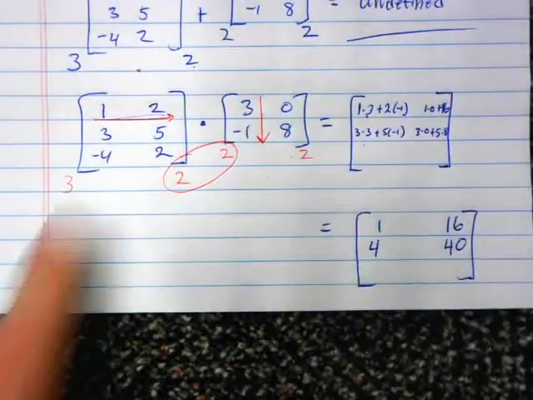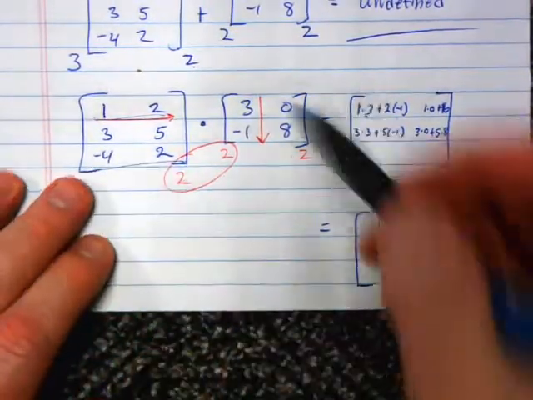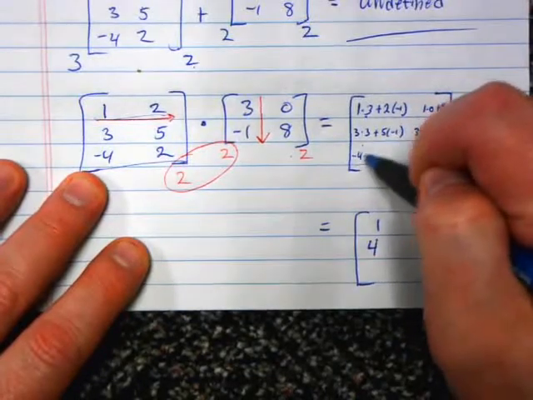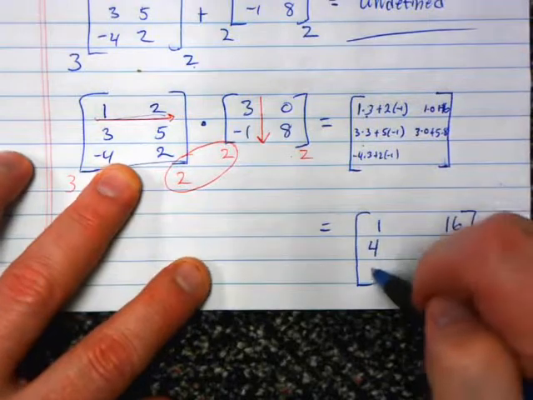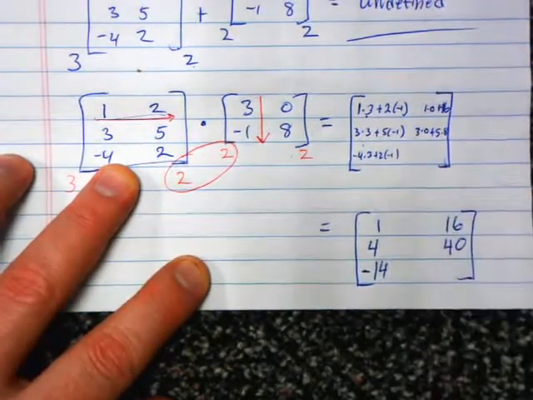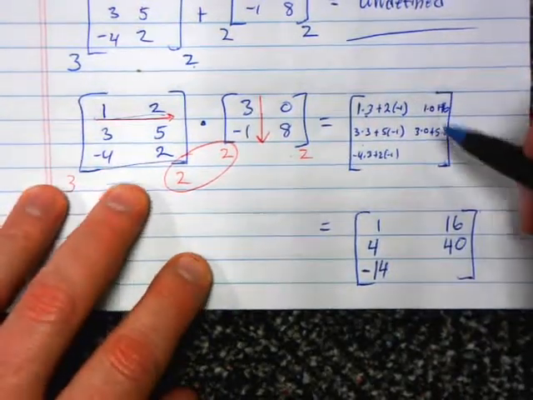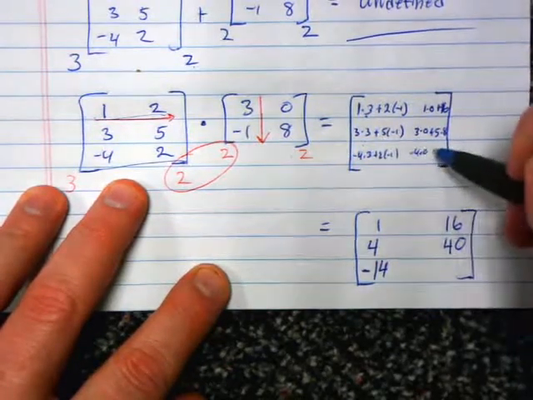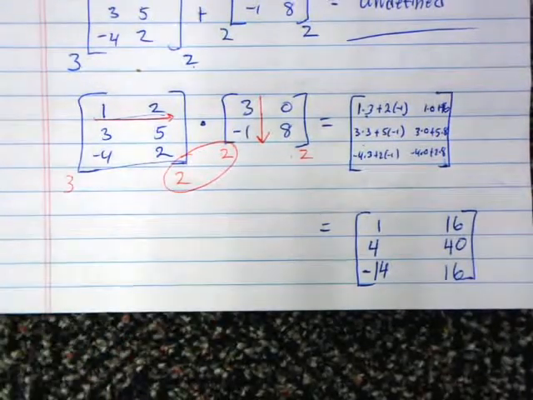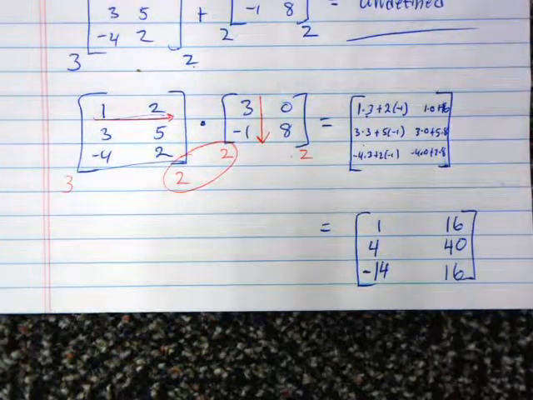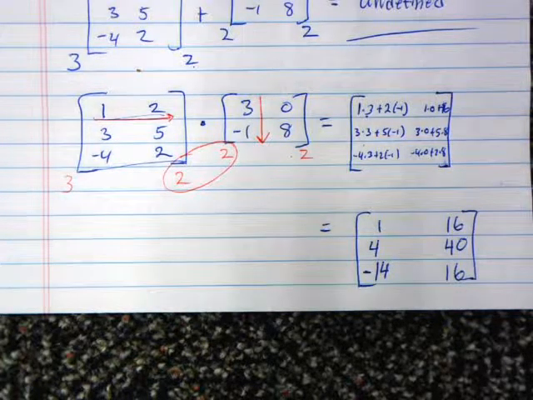And then finally, down to the last one. So you're going to go across and down. -4 times 3 plus 2 times -1. -14. And the last one would be -4 times 0 plus 2 times 8, 16. So there would be your answer when you multiply those two matrices. Questions on that?